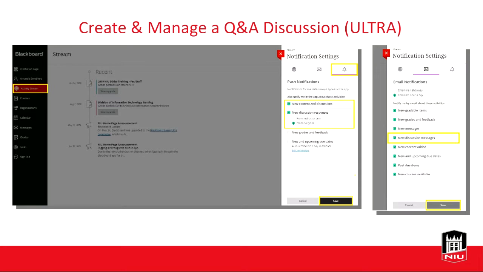You can set up notifications, however, in the activity stream, and this works for Ultra and Original View courses, so that you can get an alert when there's activity in all discussion forums. You can't pick individual forums for which to get notifications, but it's good to know when your students are participating in all of your discussion forums, just in general too, so that you know when to go in there and check. And you can receive notifications either via email or push notifications.